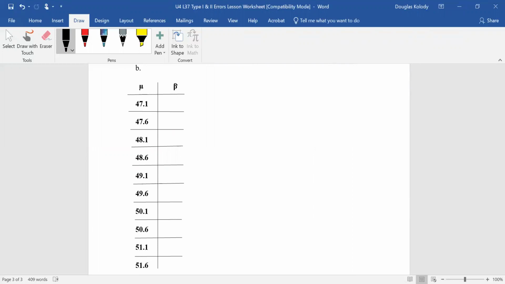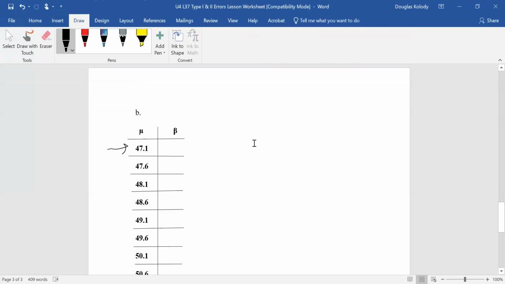How do you know if a null hypothesis is false? Remember, a type 2 error is accepting a false null hypothesis. You don't know it's false unless you have good reason to know that something else is true. So basically, you're saying, hey, what if 49.6 is false? What if 47.1 is the actual true number now? What if times have changed? So I'm going to do that with you right now.